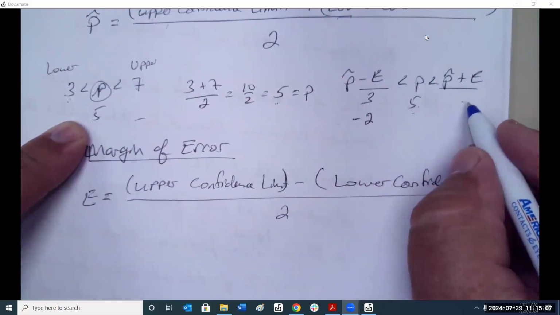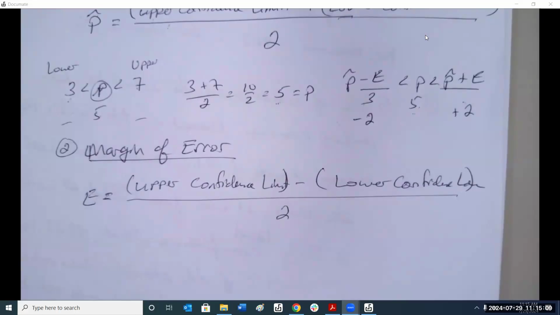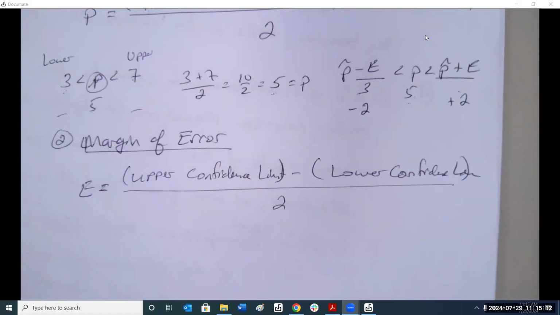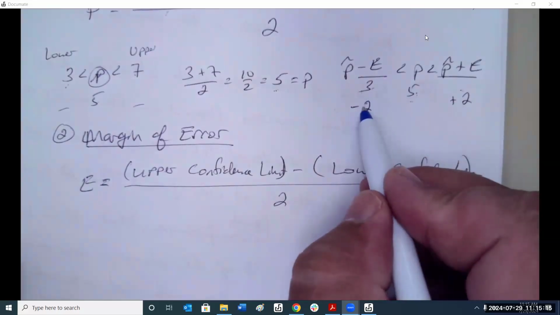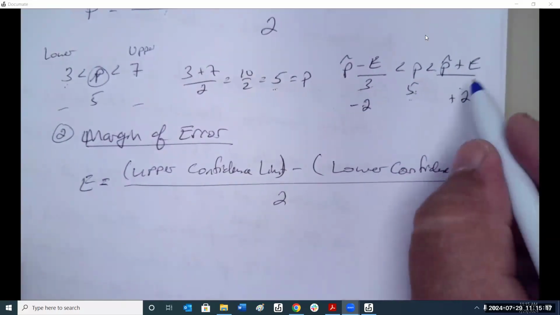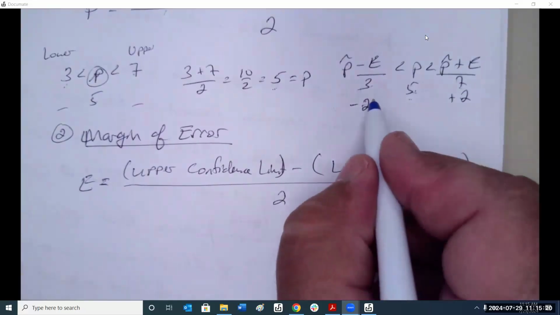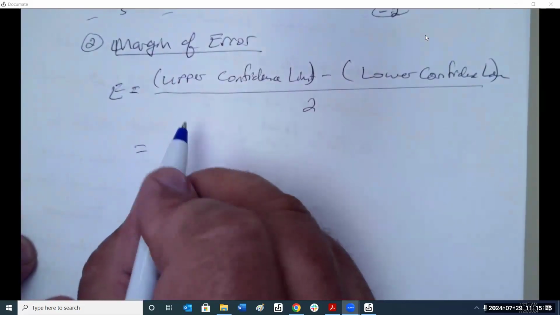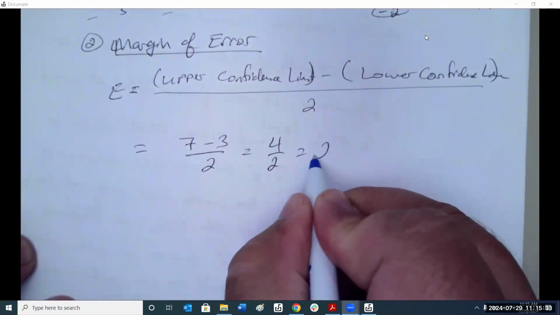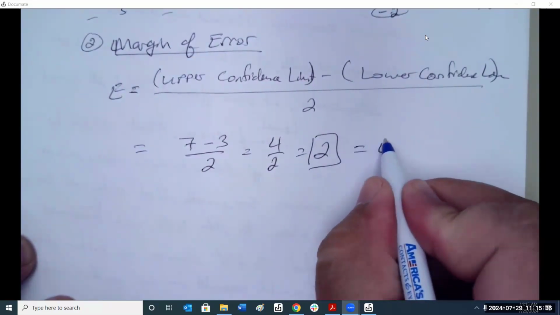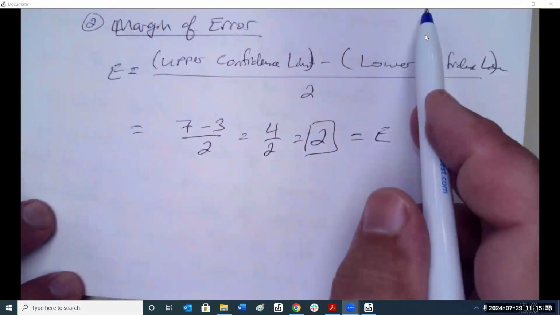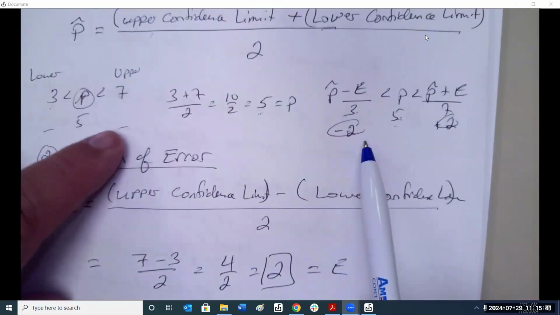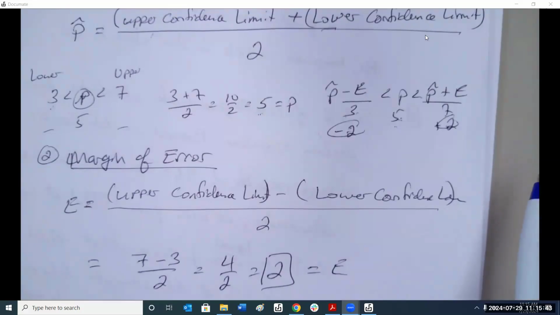How do we get to 7? We add 2. So the error is going to be 2. To go from 5 to 3, we subtract 2. To go from 5 to 7, we add 2. So 2 is going to be our margin of error. Well, let's see. The upper confidence bound is 7, lower is 3. 7 minus 3 is 4, divided by 2. That is your error, which we can figure out just by finding our values.